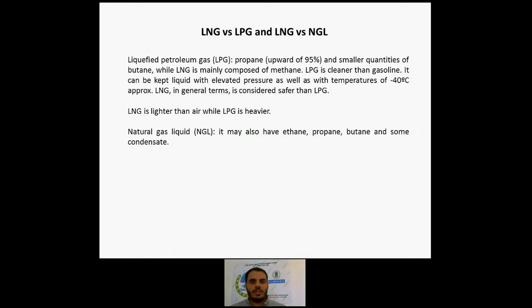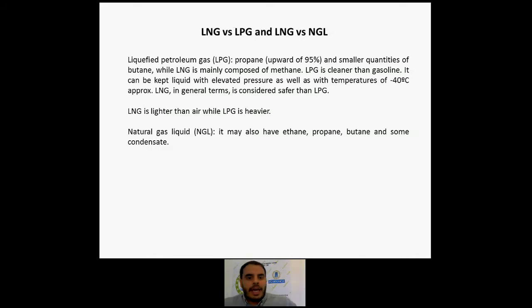Well, natural gas liquid, NGL, is a light hydrocarbon mixture that may also consist of ethane, propane, butane, and some traces of condensate, which is a heavier gasoline range hydrocarbon component. Ethane can be used for petrochemical production, and the remaining portion can be sold as LPG.